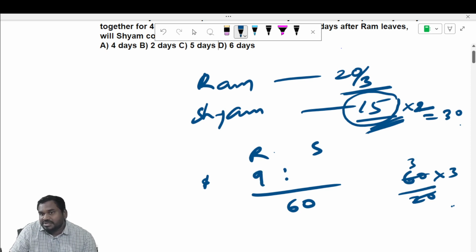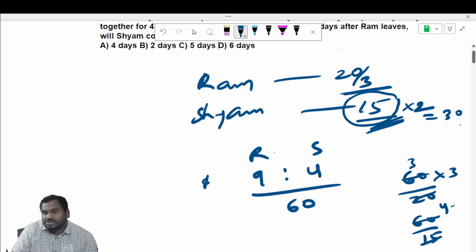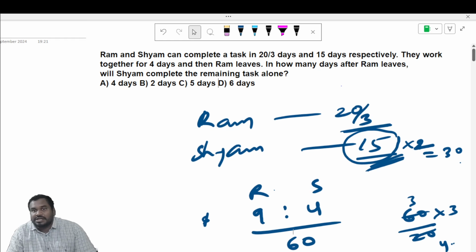9 is the efficiency for Ram, and if we go for Sham, 60 divided by 15. So 15 × 4 is 60, so 4 is Sham's efficiency. So their total efficiency is 13. Keep it aside, you don't have to calculate it now itself. So they work together for 4 days.